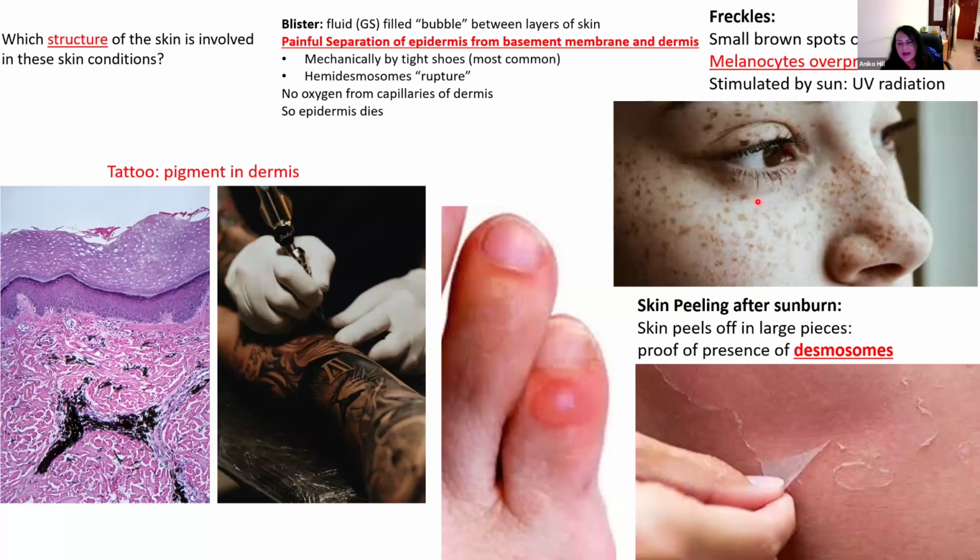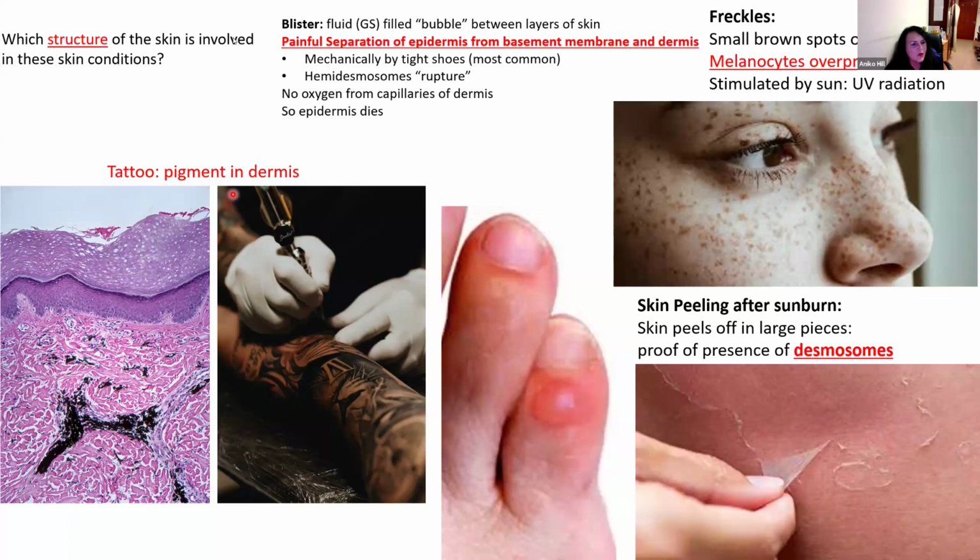The freckles are overproduction of melanocytes in different spots. And when the skin is peeling off in big pieces, the desmosomes are still there. Okay, it doesn't look like dandruff.